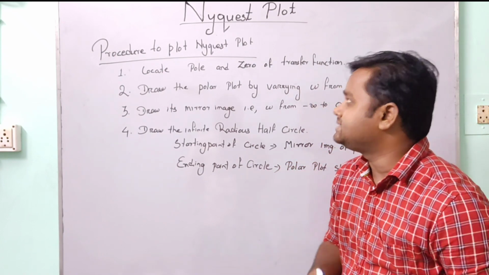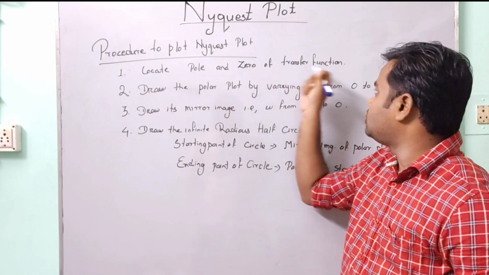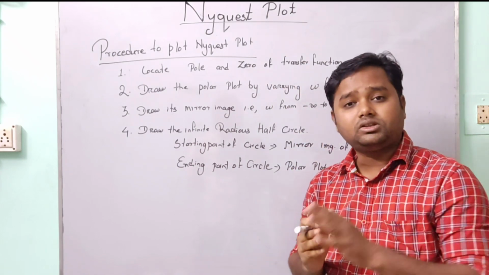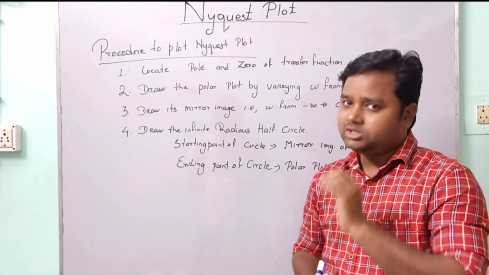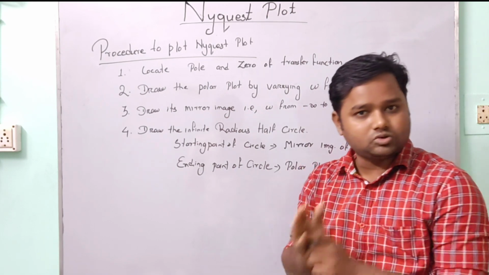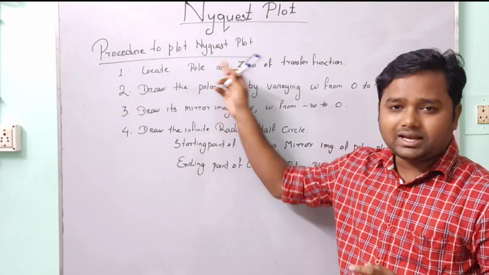The first point is to locate the poles and zeros of the transfer function. In the question, the transfer function is given to us. We have to find what the poles are and what the zeros are, and how many poles and how many zeros are present. So the first point we can get easily.